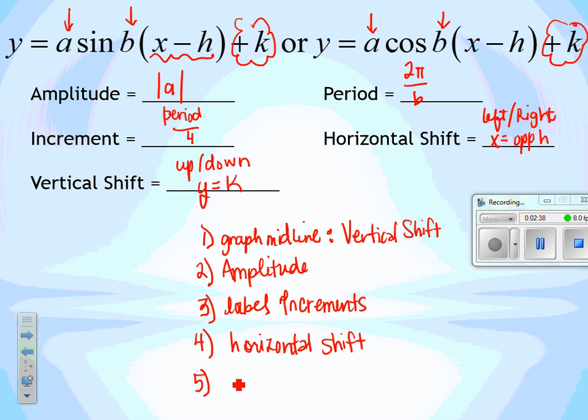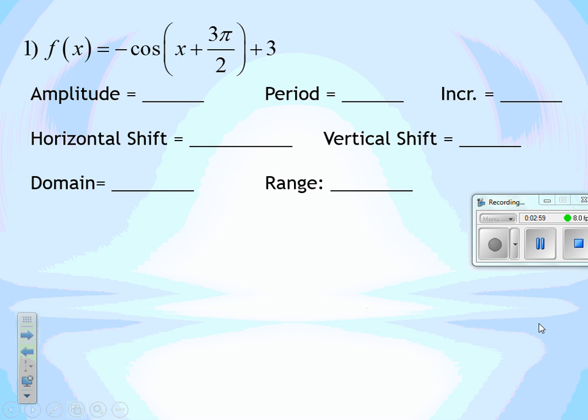Then you identify if you have a sine or a cosine, and make sure if you have a negative, you take care of the negative sine or cosine. So this is the order in which I will do every single problem: midline, amplitude, label, horizontal shifts, decide if I have sine or cosine, and then decide if I have a positive or a negative. All right, I got 2 examples for you. Let's go ahead and do these 2 examples.